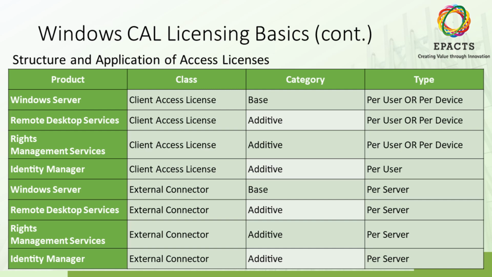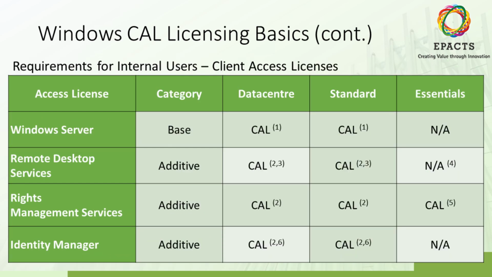And this can be in a mix and match mode also. You can have your Windows CALs as per user, and you can have your RDS and rights management CALs as per device also. Same thing on the external connector as well. But here, if you see, external connector is only per server, that means you only need to buy one per server.